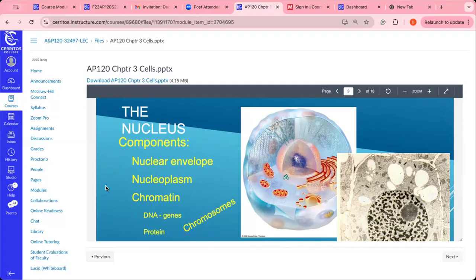It has chromatin, which is sort of the precursor of genetic material, DNA, genes, proteins, and it has chromosomes that allow the cell to reproduce. And if they happen to be sex cells or gametes, then they're the ones that determine whether the organism, if it's an animal, is going to be male or female.